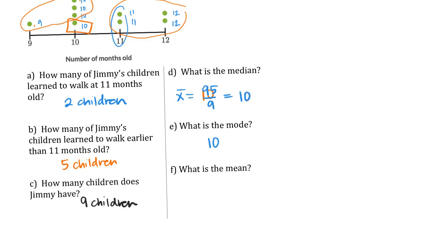Okay, and I'm going to keep just 3 decimals. If you would like to round that, you can round it. So the mean number of months at which Jimmy's children learned to walk was 10.555 months.